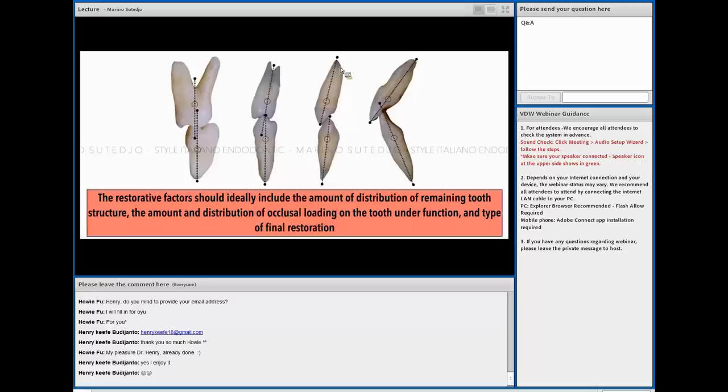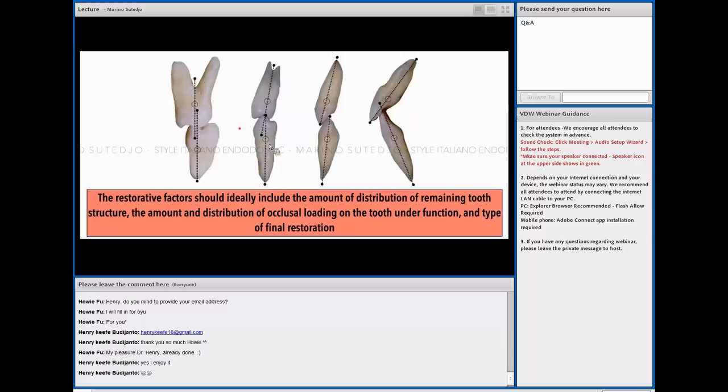It means it is the restorative function. Because we need to understand, if we do some endodontic treatment into some specific teeth and we want to restore it, we need to understand because each tooth is different. For example, the occlusal force from this side to this side is higher, going to lower.